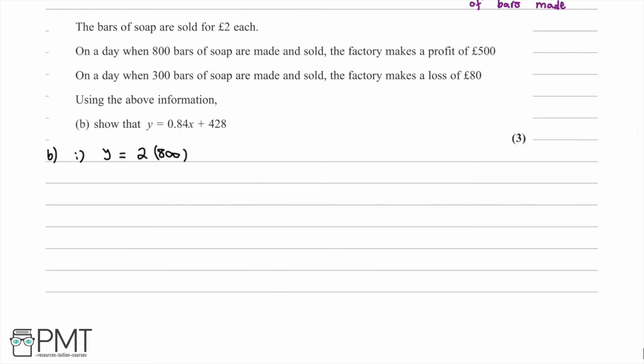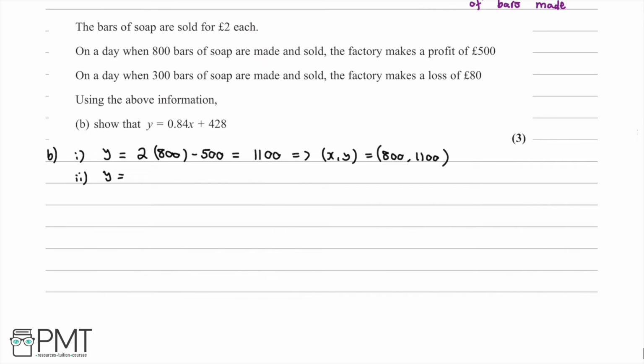And then when we have 800 bars of soap, we know that there is a profit of £500. So we subtract 500, which then will give us the total cost. Following this sum through in our calculator, we'll have 1600 minus 500, which is 1100. So this means that we now have an x coordinate and its corresponding y coordinate. So just write this like this: x, y is going to be equal to 800 and then 1100.